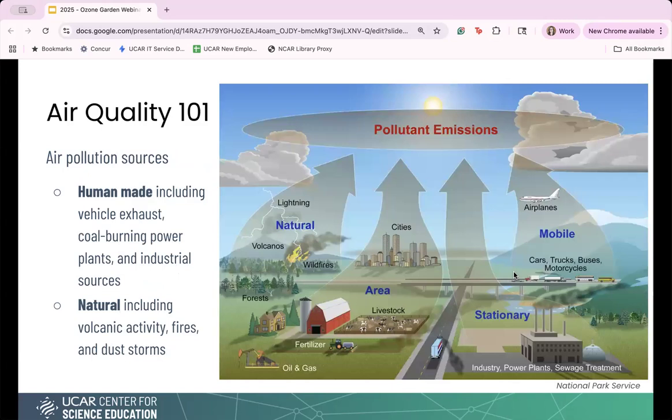So when talking about where we're getting our air pollution from, we have both human-made and natural air pollution sources. Thinking about human-made, this can include vehicle exhaust, coal-burning power plants, agriculture, industrial sources. And then natural definitely can include volcanic eruptions, fires, and dust storms. So again, we do have pollution sources that are both human-made and also that occur naturally.